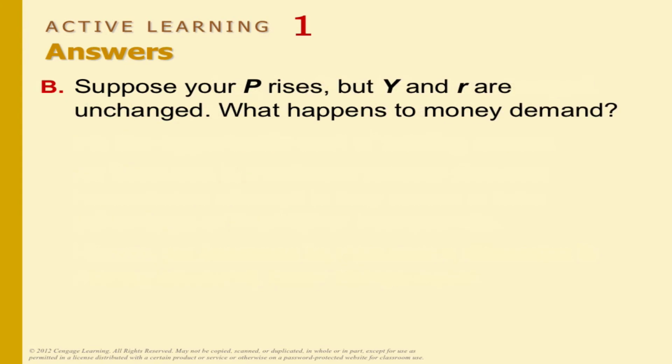Alright, and so now price level has risen, but Y and R remain the same. What happens to money demand? Price level rises, meaning that money demand increases because it costs more to buy products. It costs you more money to get my milk. More money, more milk.